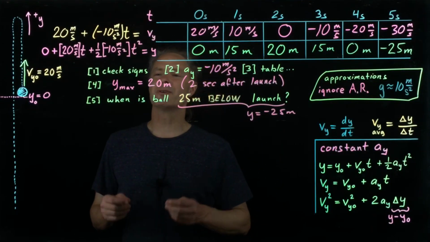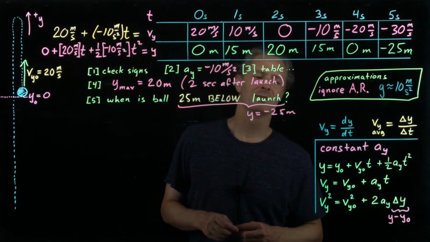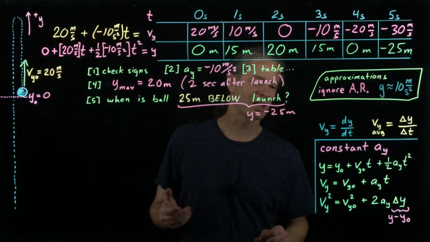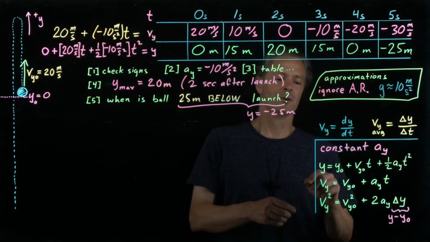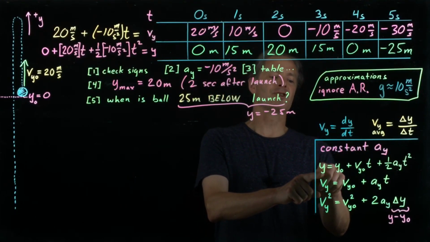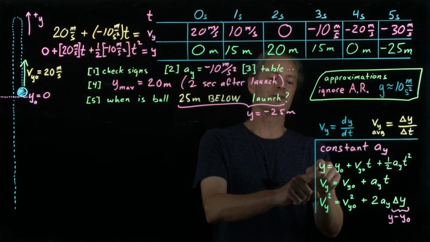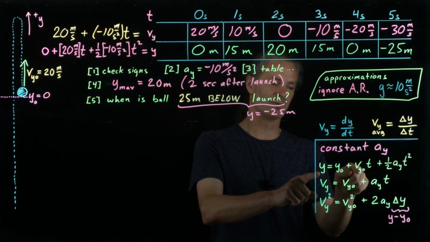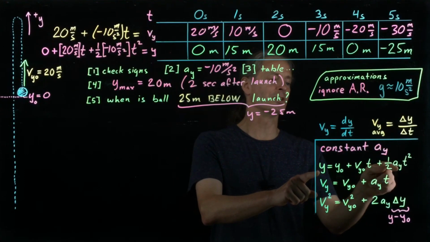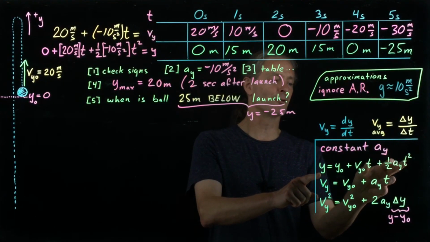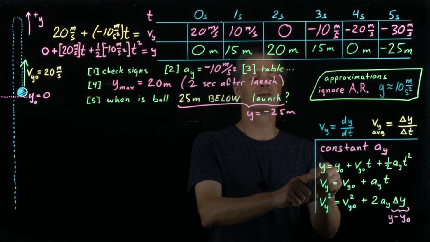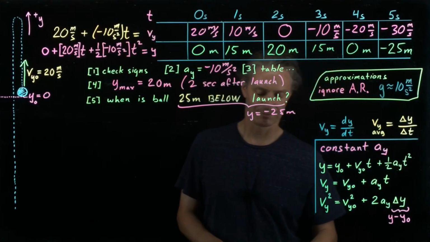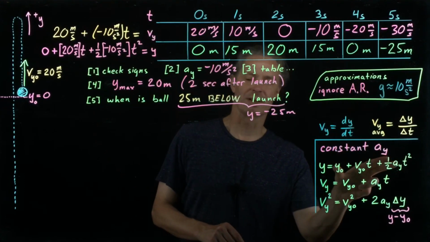All right, probably the simplest way to attack this is to use our position as a function of time expression right here, because we have all the ingredients we need. We know the location, negative 25 meters, at the time of interest. We know the initial location. We know the initial velocity in the y direction. We know the acceleration. All we're looking for is the time at which this position y equals negative 25 meters happens. All right, so let's write this right here.